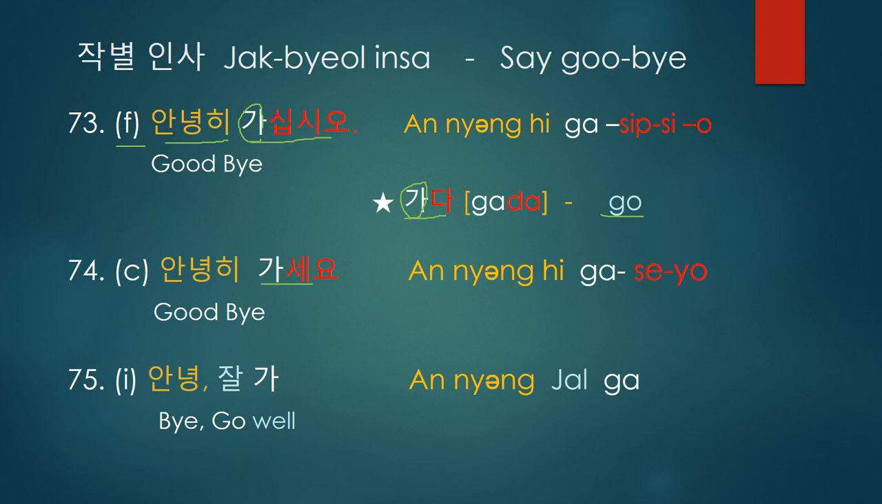Number 74, 가세요. Number 75, 가. Number 74 is casual form. 안녕히 가세요, goodbye. Number 75, informal. 안녕. Bye. 잘 가. Go well. 잘 means well. Go, 가. 잘 가.